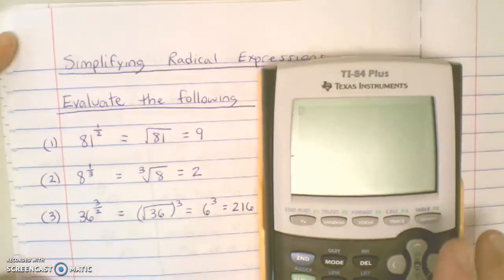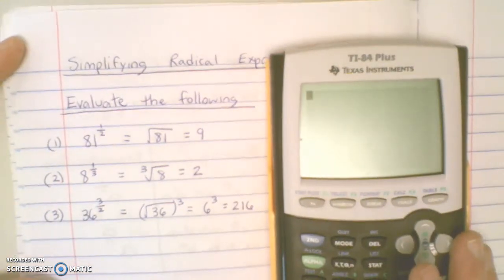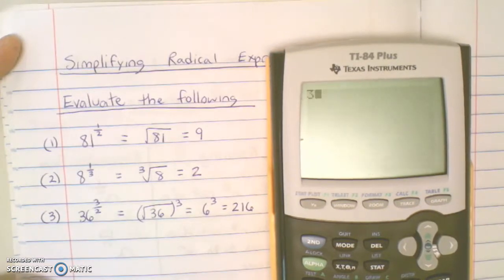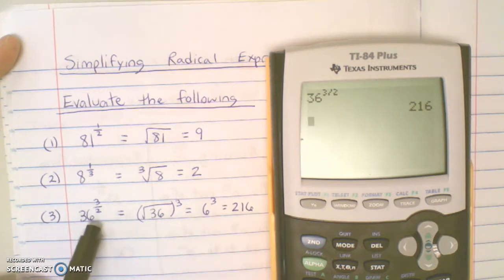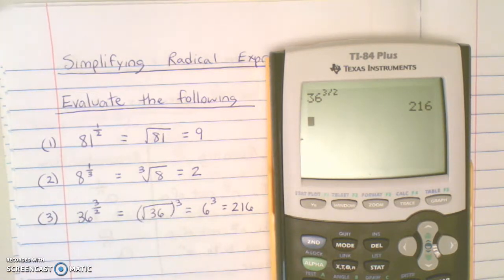All right, so we can just do that directly on your calculator. And we're going to take 36 to the 3/2 power. And you get that same answer. So you can rewrite it using rational exponents to convert it to radical notation, or you can use your calculator with these problems. So it's really important that you have those steps down of rewriting it using rational exponents.